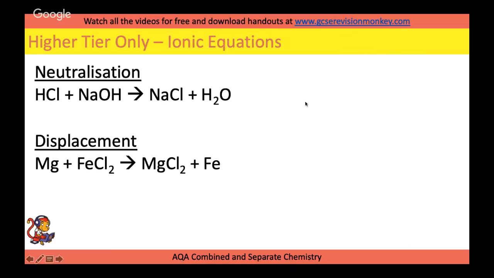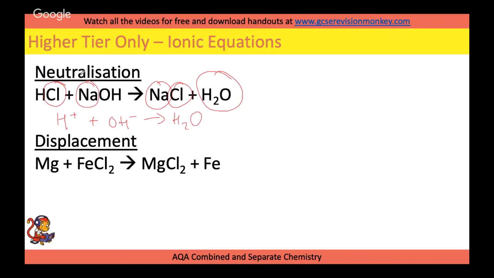Now we'll look at ionic equations. So again, you're looking at changes from atoms to ions and ions to atoms. So in this case, it's neutralization. If you look at this side, you've got sodium as an ion there and an ion there, and chloride as an ion there, as an ion there. But these ions, H plus and OH minus, turn into a molecule over here, H2O.